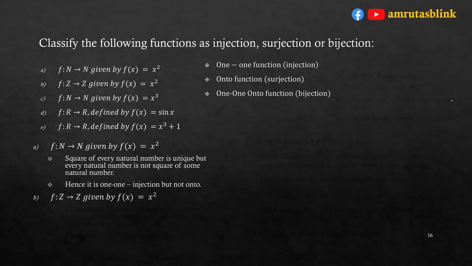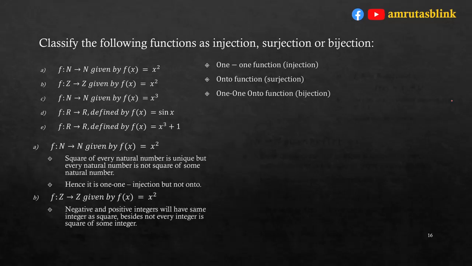F is defined on integers given as f of x is equal to x square. Now, in the previous case, the square function was defined on natural numbers, so every natural number has some square. But now in this case, the domain of this function is integers. So minus 2 square is equal to 4 and plus 2 square is also equal to 4.